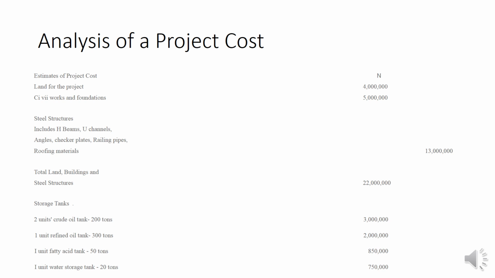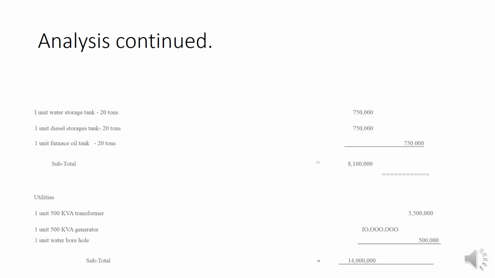You have the total land, buildings and the steel structures, the value, the storage tanks that you use, the crude oil tank, the refined oil tank, fatty acid. It depends on the type of industry that you want to set up. That would determine the equipment or the materials or facilities needed in the industry, in the project.